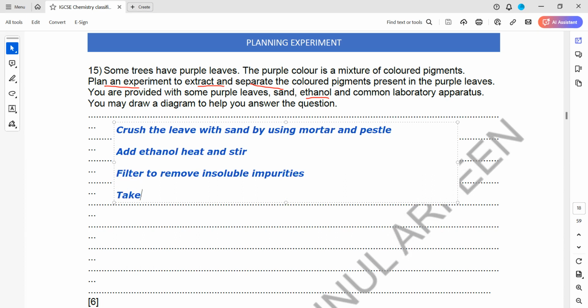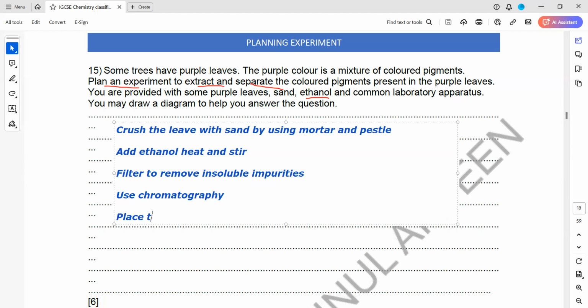Then we will use chromatography. Sand is also insoluble, it does not dissolve in ethanol as well. So when we filter, the main purpose of adding sand while crushing is to increase the surface area, or crush into very small pieces. So we'll use chromatography.